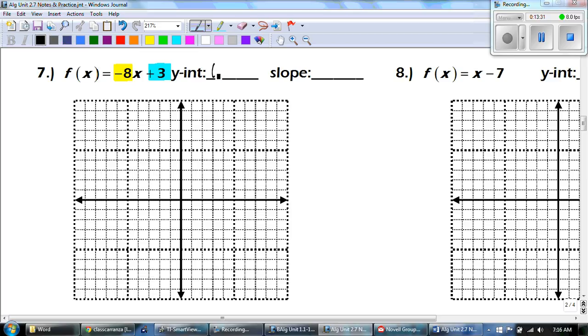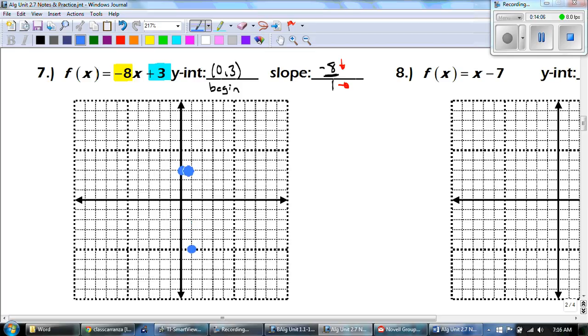My y-intercept is 0, 3. And then my slope is -8/1. So that slope is saying to go down 8 to the right 1, and 0, 3 is where we begin. So I go to 0, 3, I go to my point, and I'm going to go 1, 2, 3, 4, 5, 6, 7, 8 over 1. And if I keep going, that's the only point I can make.